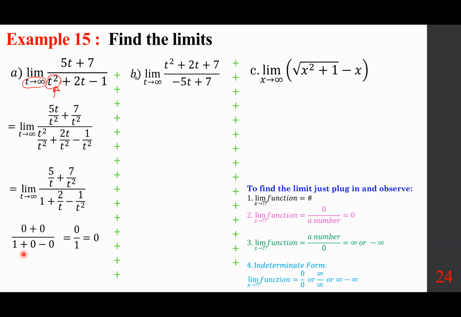Now, in part B, we are dealing with a rational expression. We are taking the limit as t approaches infinity. Because this is approaching infinity, we use the same technique. We divide by the highest degree term in the denominator, which happens to be t. We divide everything by t.